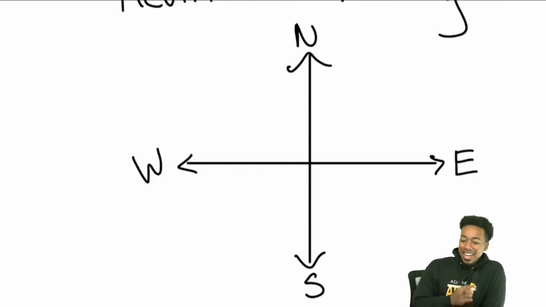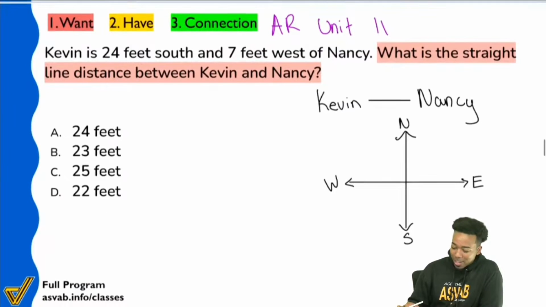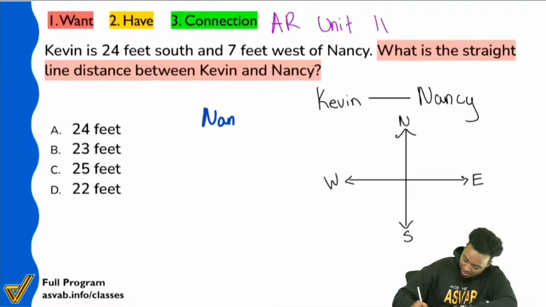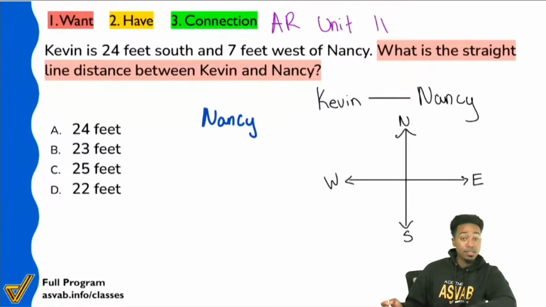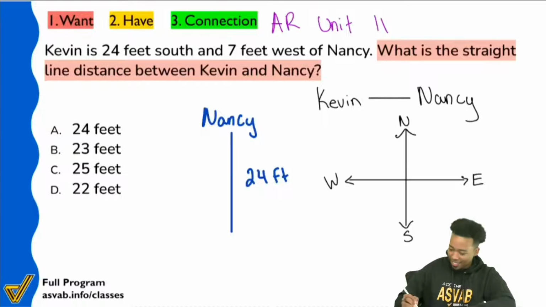So there you have it. And I want to help us understand and make sense of the terminology used here, of the words used here. So let's say we have Nancy right over here at the top. And it says this. So Kevin is 24 feet south and 7 feet west from Nancy. So if we're starting at Nancy, here's what's happening, everybody. We got 24 feet south, right? And then we have 7 feet west.